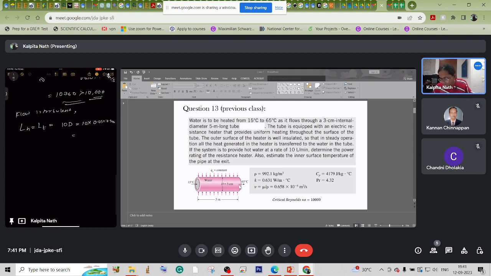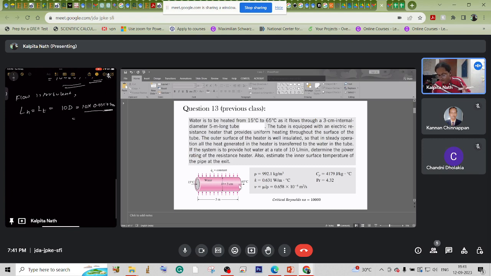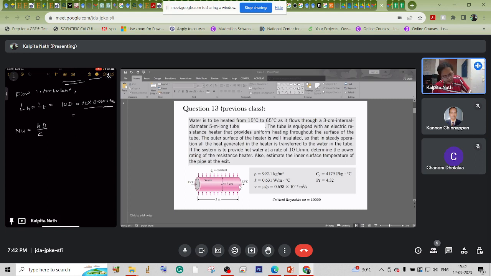Now this is much shorter than the total length of the pipe, so we will assume this as fully developed flow. Even from the Reynolds number, we can clearly understand that this is turbulent flow. For turbulent flow, as there is so much churning, we can consider this as fully developed flow. In most cases of turbulent flow inside a pipe, it is considered fully developed flow itself.